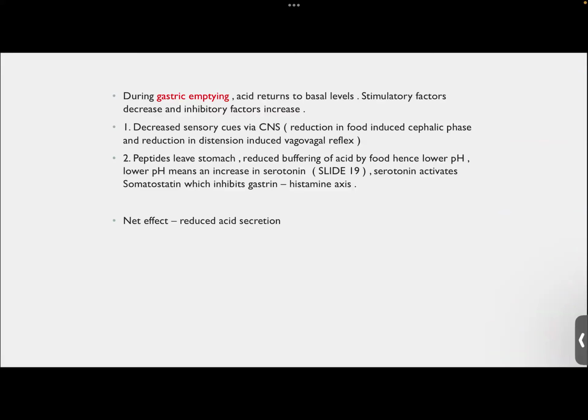During gastric emptying, which is basically when the food is leaving the stomach and going to the duodenum, which is the first part of the small intestine, the acid returns to basal levels. And why is this? So basically, whatever we did, just opposite. So remember how in the cephalic phase, C for C, we have the CNS. And the CNS is sensory, obviously. So when the food is leaving the stomach, you have decreased sensory cues, or when the food is finishing, which means there's a reduction in food-induced cephalic phase. Cephalic because C for C, remember? And we have reduction in distension-induced vagovagal reflex.